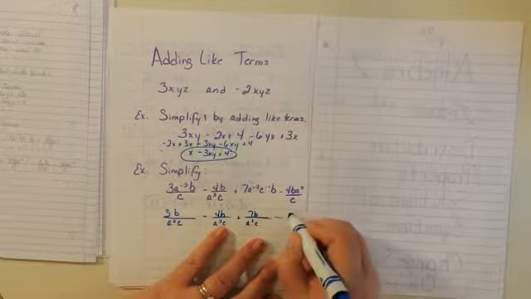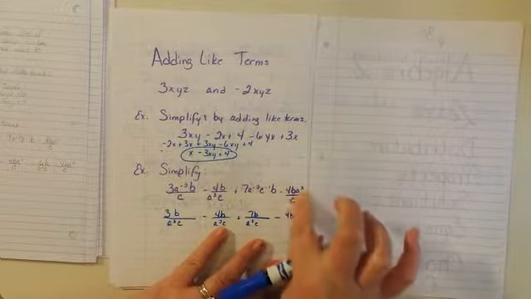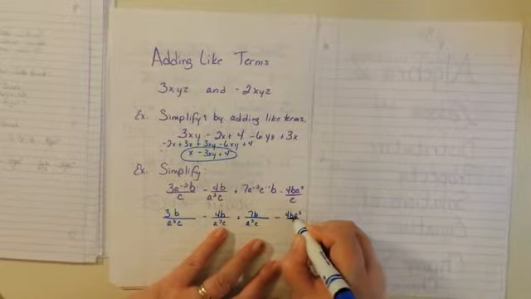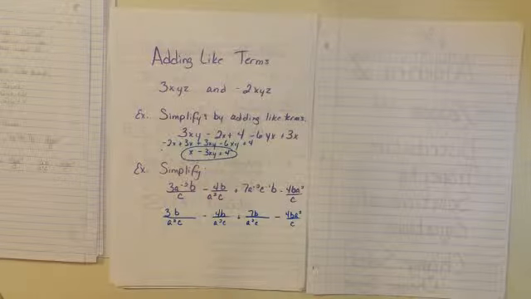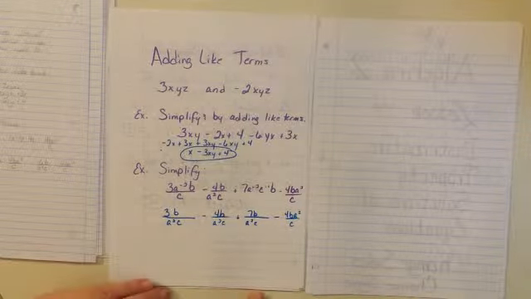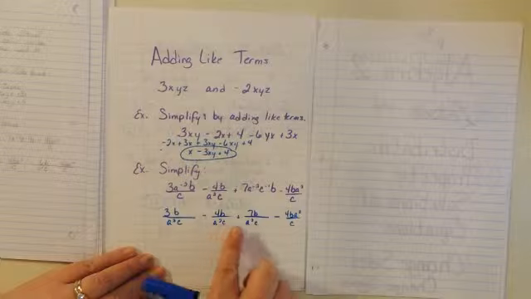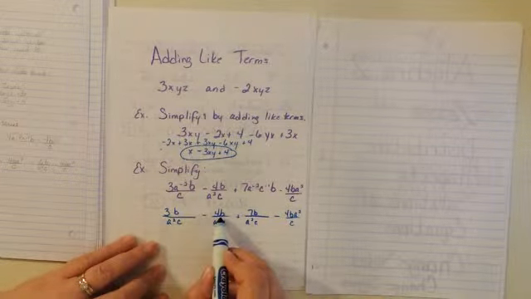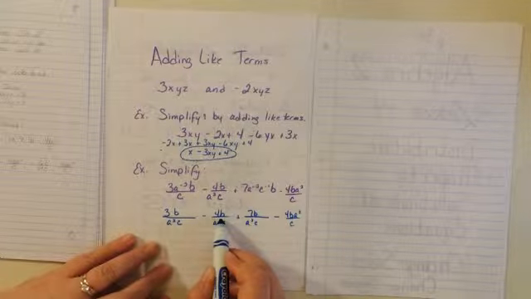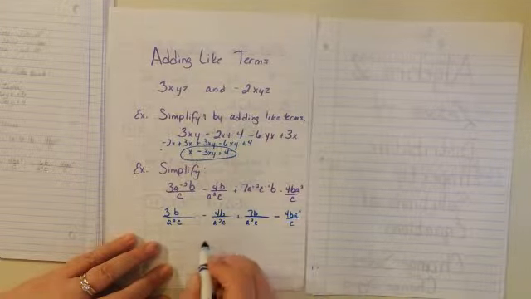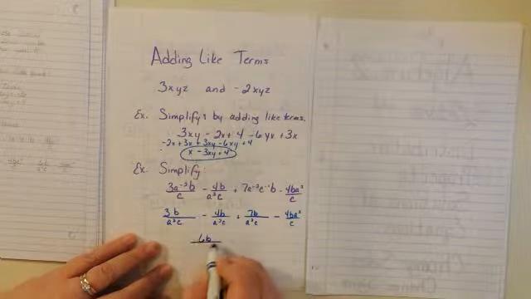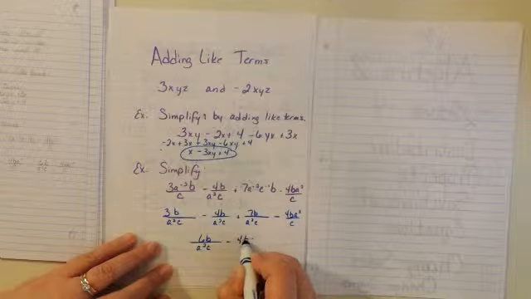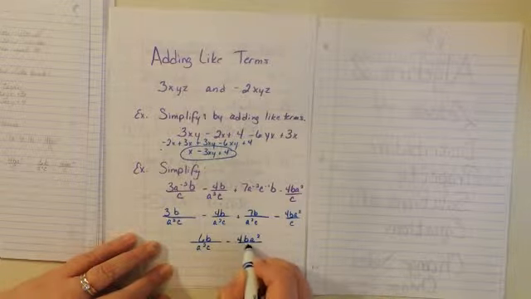minus 4b, this is a squared, this is already positive, it's going to stay on the top. They're trying to trick you. Do not fall for it. Okay? These are like terms. We can add these together. 3b minus 4b is negative 1b plus 7b would be 6b. 6b over a squared c minus 4b a squared c.